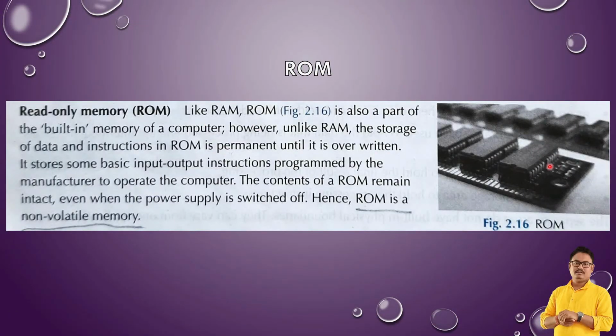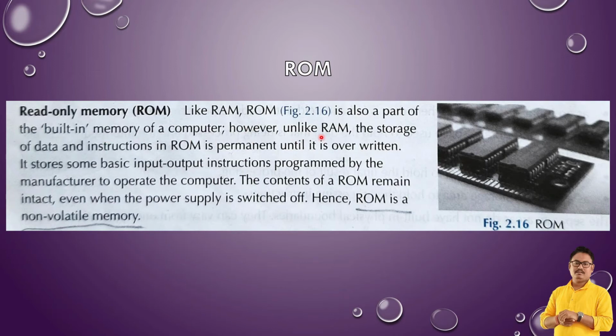This is the word ROM. Inside the CPU, there are circuits. You can see the RAM, and registers like this, which are called ROM. These chips are called ROM. Like RAM, ROM is also a part of the built-in memory of a computer.